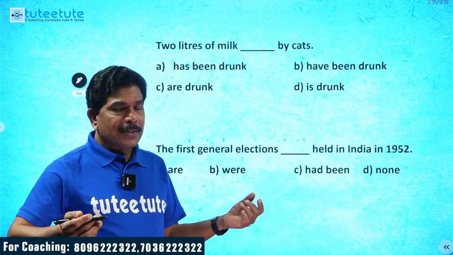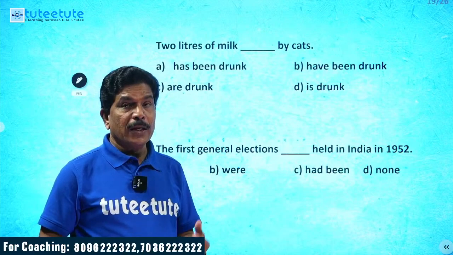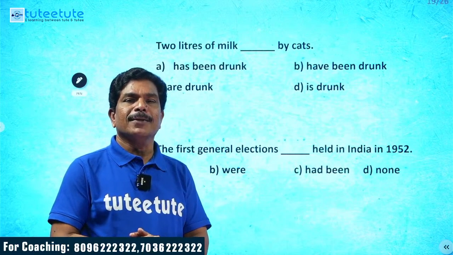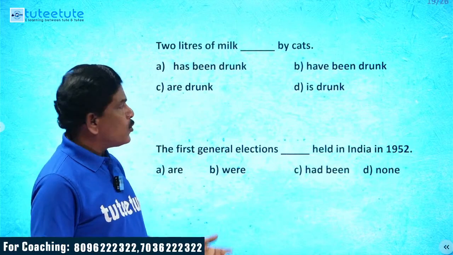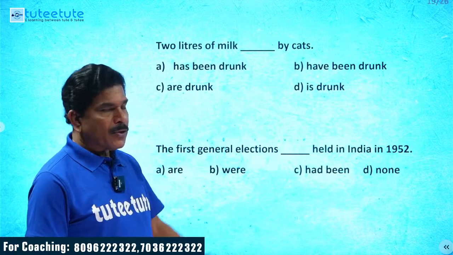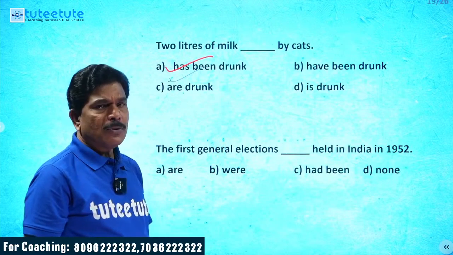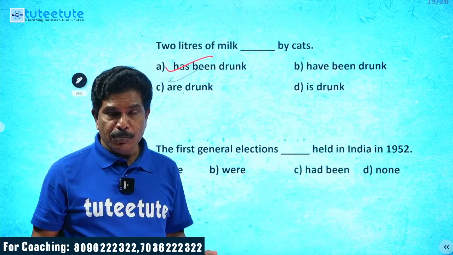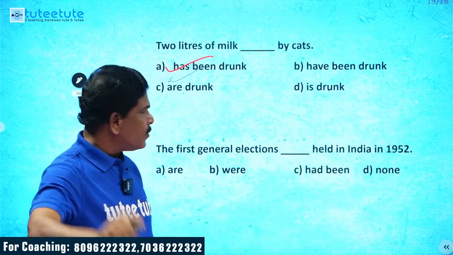Then we have 2 liters of milk. We know milk is a liquid. It is impracticable to count. We can only measure milk. We cannot count. So, 2 liters of milk dash by cats: is, has been, or have been drunk? It is has been drunk. 2 liters of milk has been drunk. 2 liters of milk is singular. All uncountable nouns are singular.